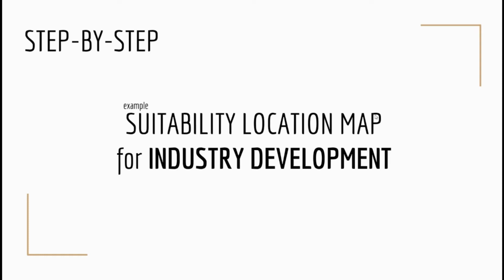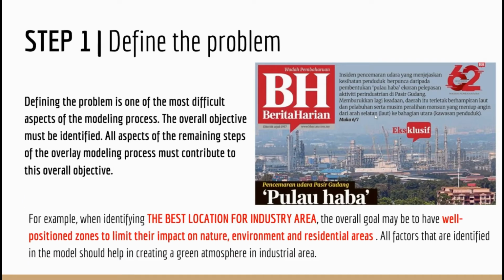Ini saya tunjukkan step by step. Sebagai contoh, example ni adalah untuk suitability location map for industry development. Mungkin ada antara kita yang nak buat suitability location for housing development, so any suitability location map lah yang you nak prepare, ataupun nak buat sensitivity area for natural. Ini adalah step by step saya tunjuk untuk industri. Step pertama, kita kena define the problem.